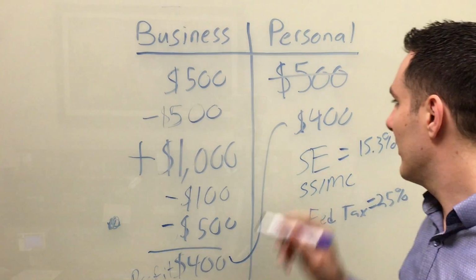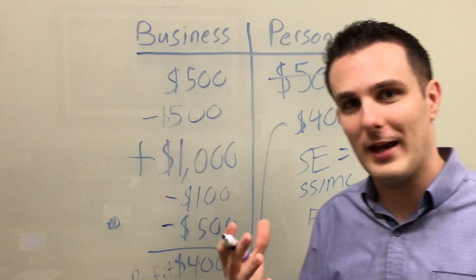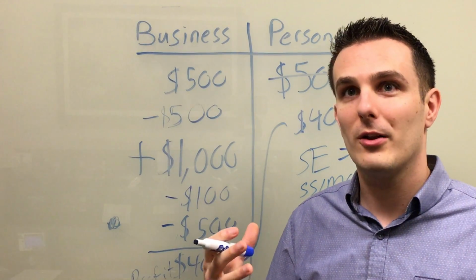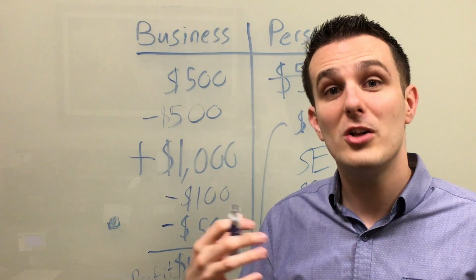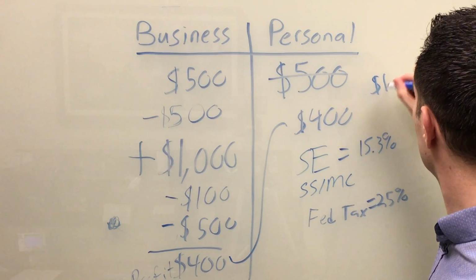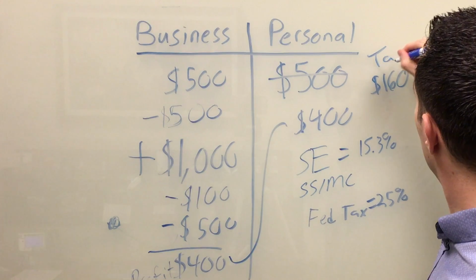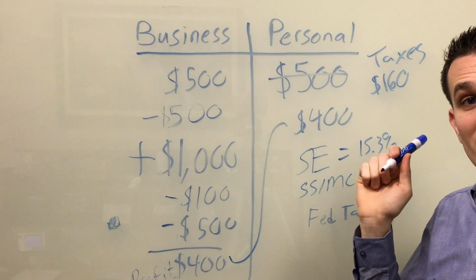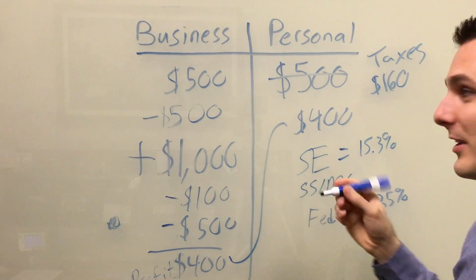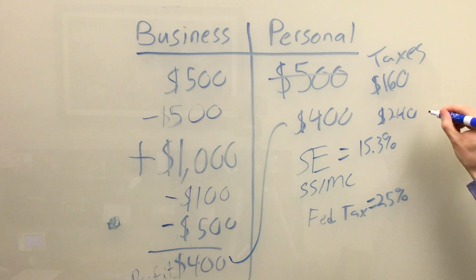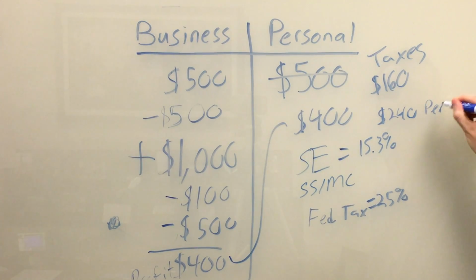All right, so that means out of this $400, I don't know the exact number, it's going to be about $240 that you get to keep. It's going to be $160 that you're setting aside in taxes. So you've got $160 that you're putting into taxes, and that means what you're actually getting to spend is about $240, and this is for you personally.